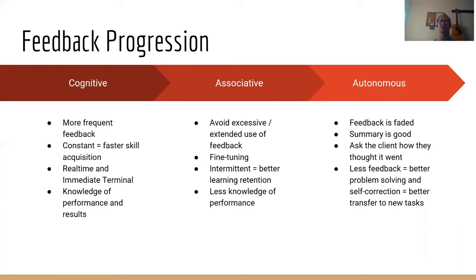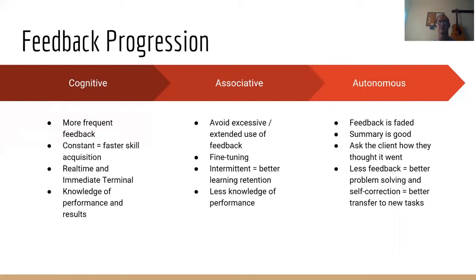That being said, there is a general guideline for what kind of feedback we should use, and it's based on those phases of learning we went over earlier. So in the first phase, the cognitive phase, as you would expect, it's going to require more frequent feedback, even constant, because constant feedback is shown to deliver faster skill acquisition in new learners and new exercisers. We want to be using real-time and immediate terminal feedback, and we can use both knowledge of performance and knowledge of results.